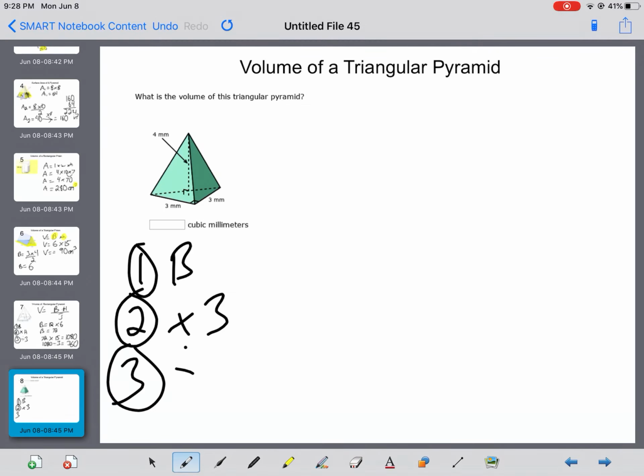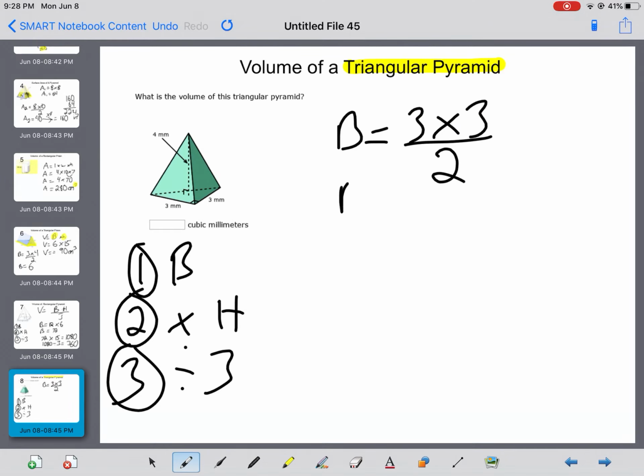Now, we can follow those same steps of 1, find the base, 2, times by the height, and then 3, divide by 3. Let's fix that. Times the height, and then divide by 3. But you just need to remember when you're working with a triangular pyramid, just be careful when you find the base. So when you're going to find the base of the triangular pyramid, remember, it's the base times the height divided by 2. So I get 3 times 3 divided by 2, which is 4.5.